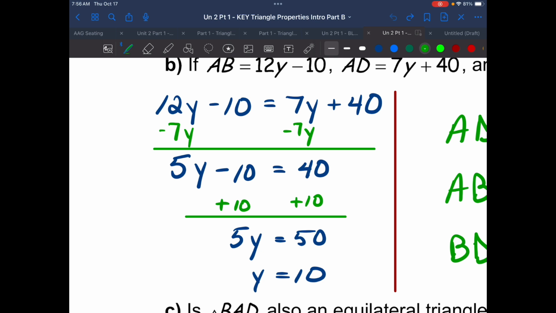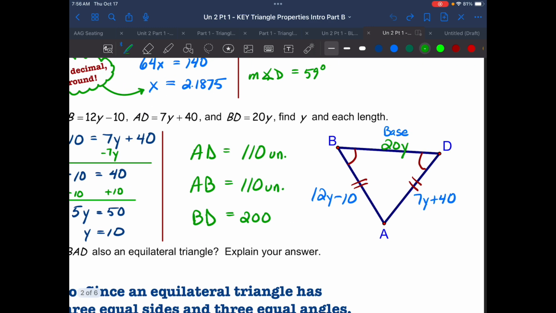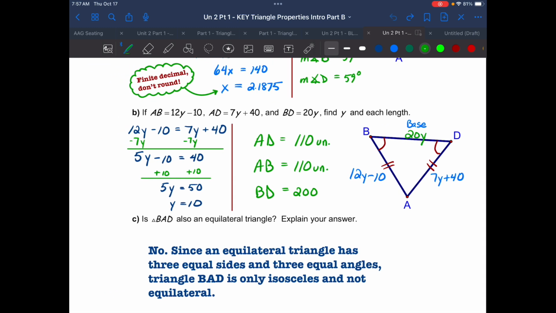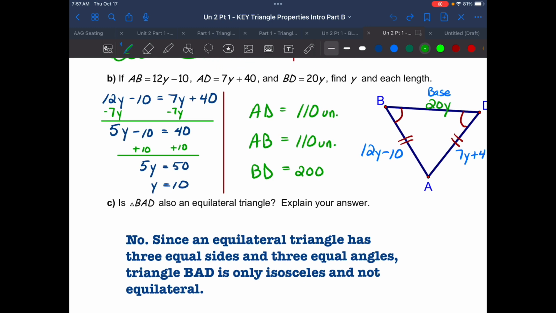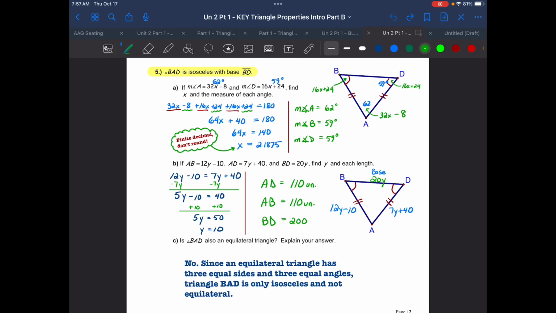Okay? What did you get for the base? Well, let's see. If we substitute our values of 10 for each of those, we get 200 for the base. All right? And we're getting 110 for each of the legs just by plugging that in. Okay? And the last question down the bottom says, is BAD also an equilateral triangle? And I'm going to say, obviously not, right? Because we didn't get three equal sides. All right, so just take your time, guys. Make sure I'll zoom out here. Make sure you have all this information written down and copied down on your papers.